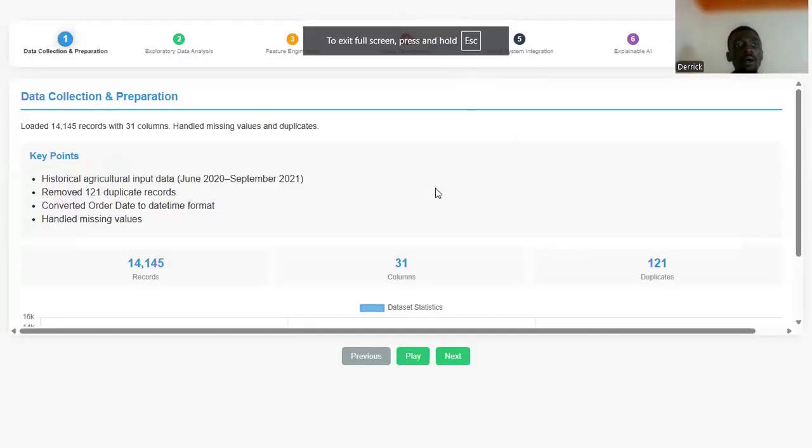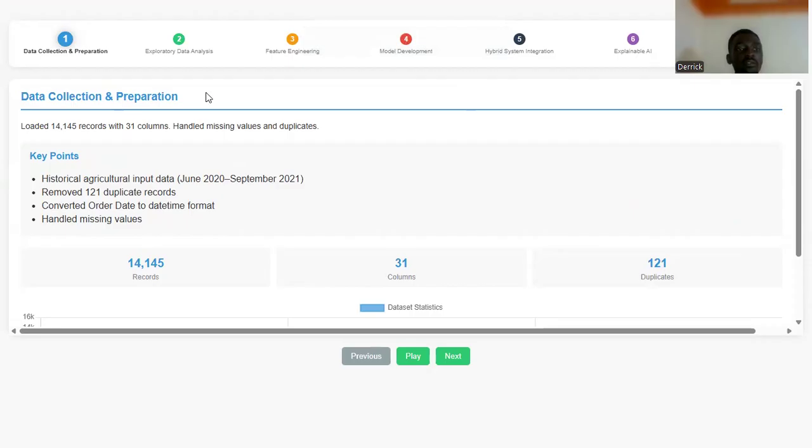Our phases were: the first phase was data collection and preparation. Then we went to our exploratory data analysis, then feature engineering, model development, then hybrid system integration, explainable AI, and finally deployment.